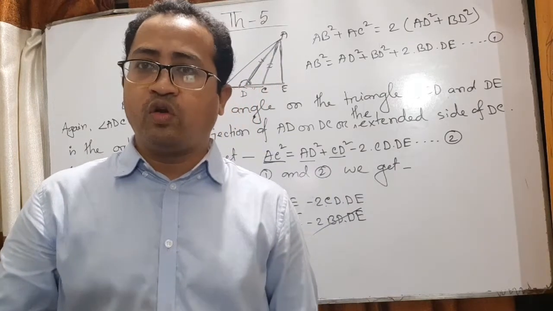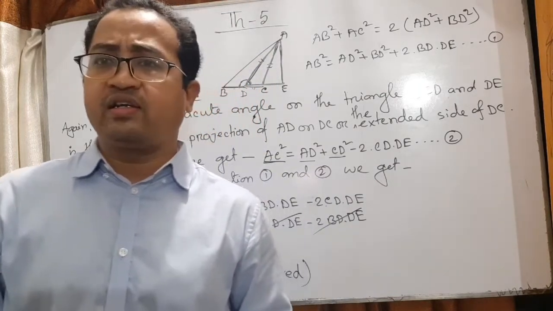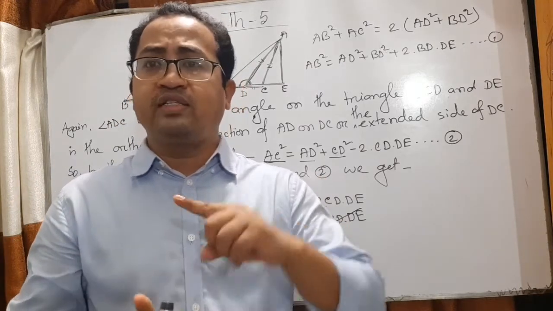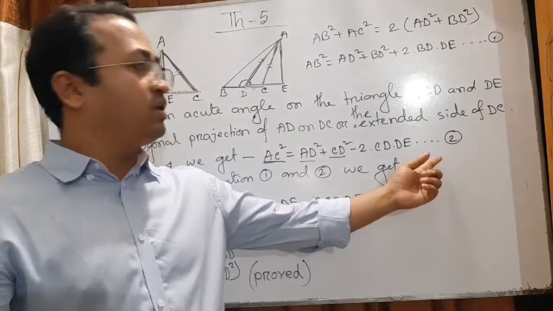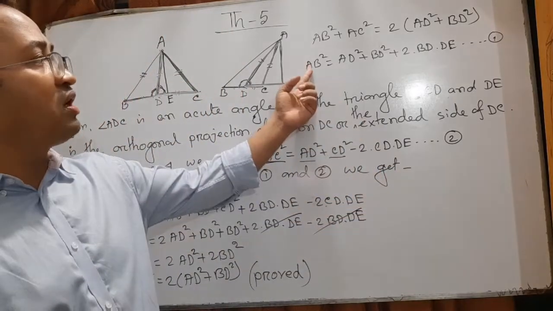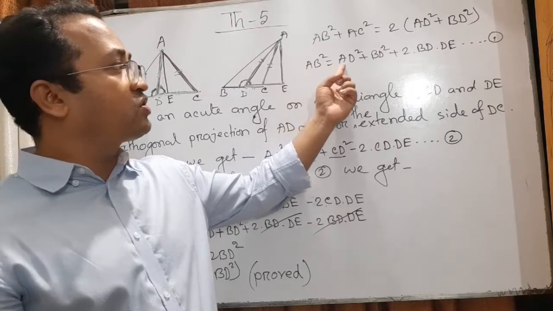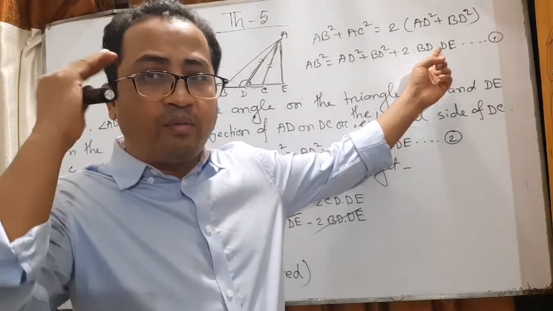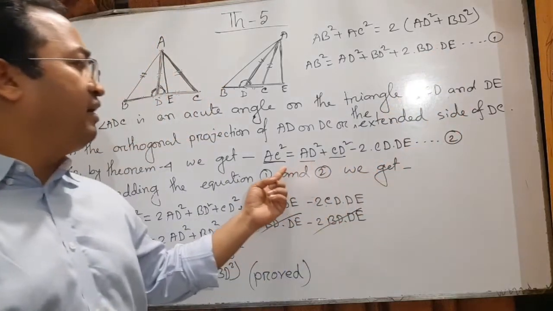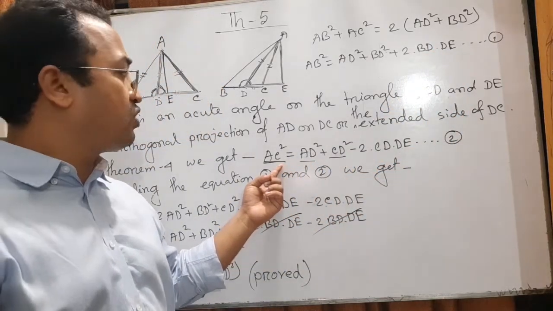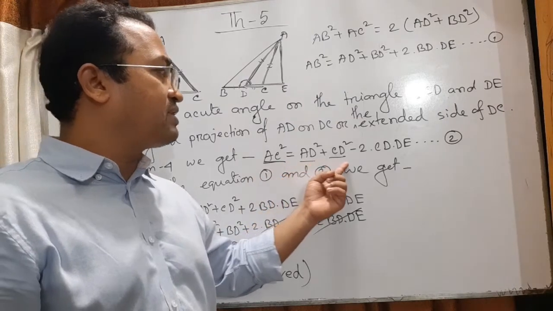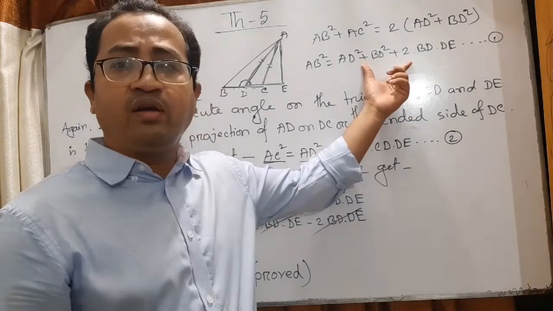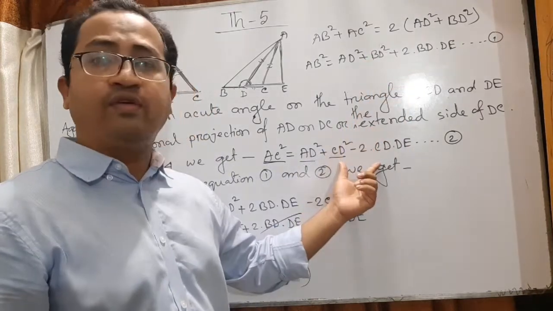It was theorem number 4. So actually we apply here two theorems, theorem number 3 and theorem number 2. That is equation number 1. Now equation number 2. What was the equation number 1? AB square equal to AD square plus BD square plus 2BD into DE. I think you can remember it. And equation number 2 is AC square equal to AD square plus CD square minus 2CD into DE. This is theorem number 3 and this is theorem number 4.